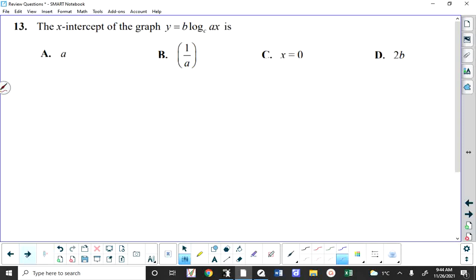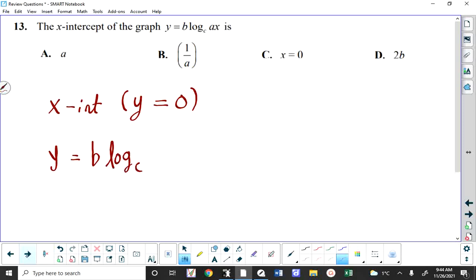well, I would say formally probably from grade 10, but maybe earlier, that an x-intercept is always found by letting y equal 0, because any point on the x-axis has a y-coordinate of 0. So we're given the equation of the function, which is y equals b multiplied by the base c logarithm of ax, and we need to change y to 0. And we have to solve that.